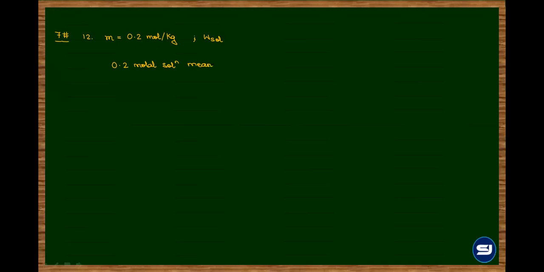0.2 molal means what? 1 mole by mass of solvent in kg. Express it properly. It's not 1 mole. 0.2 molal is 0.2 moles per kg of solvent, right?